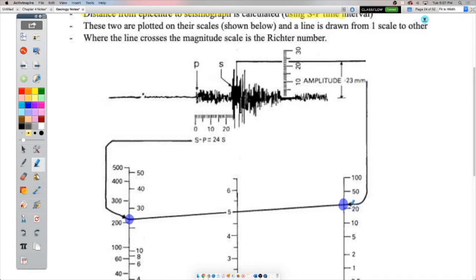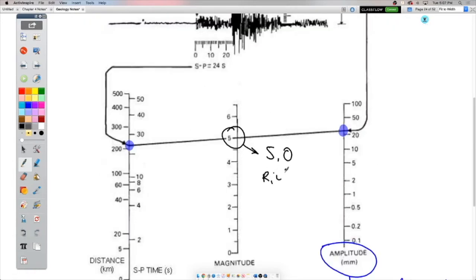So they went on this one. They said, okay, 20, a little bit above that, 23. And then they just took a ruler and drew a straight line across. And that tells us the Richter magnitude. Where the line crosses the magnitude scale is the Richter number or the Richter rating. So what is the magnitude, the Richter rating of this earthquake? It is 5.0. We would say it has a 5.0 Richter rating.